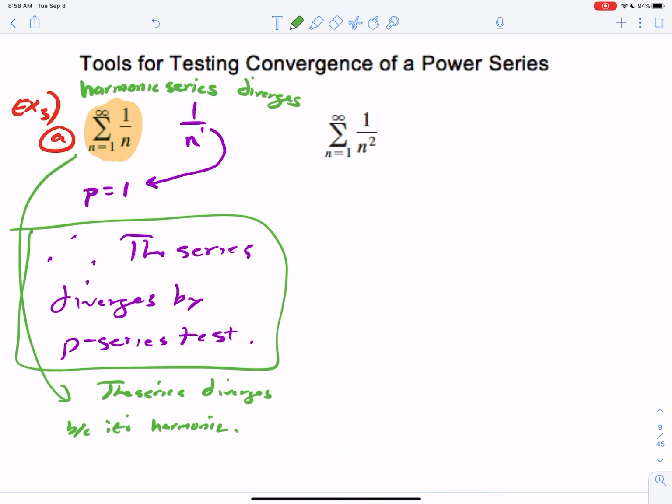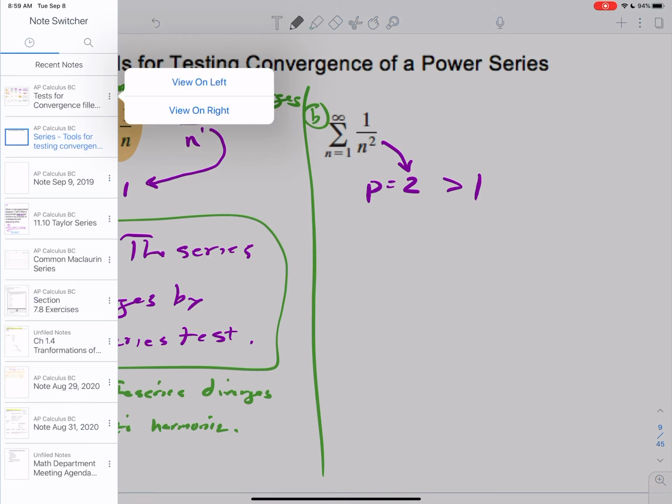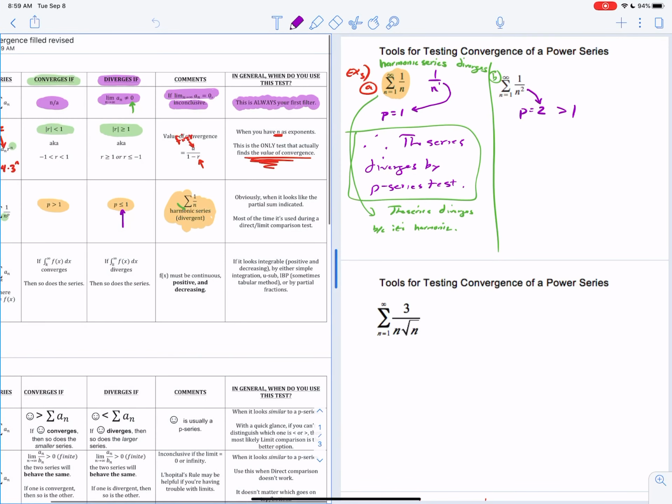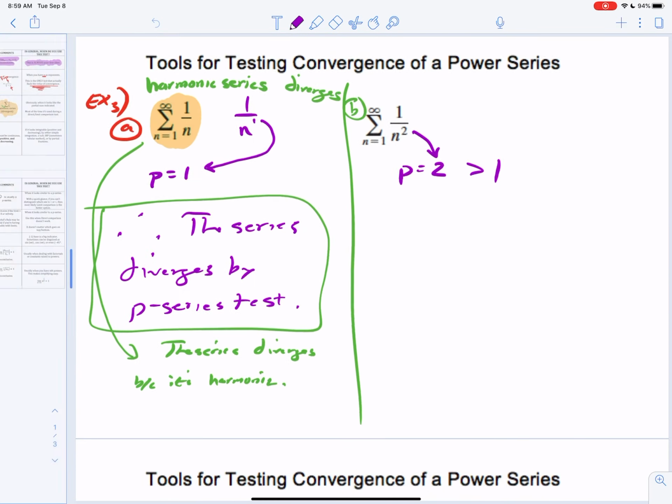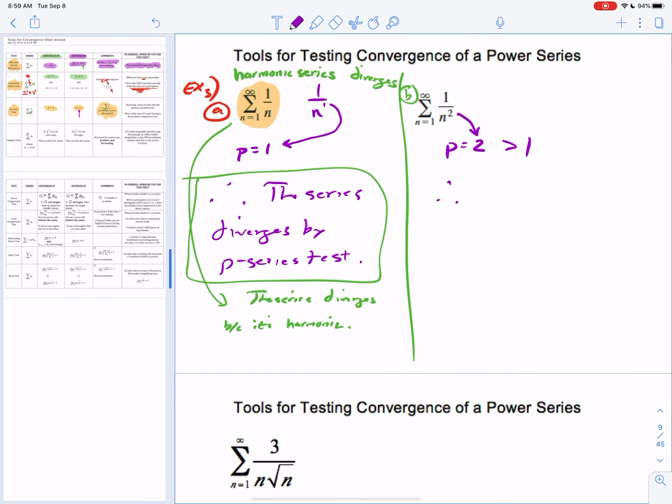Okay. Here we go, part B. Write it out. Okay. It's perfectly fitting. It's 1 over n to the something power. So P here is 2. Okay. Which is definitely greater than 1. So what does it mean when it's greater than 1? Let's go back to our chart here. Okay, when P is greater than 1, we know it will converge. That's it. The series converges.